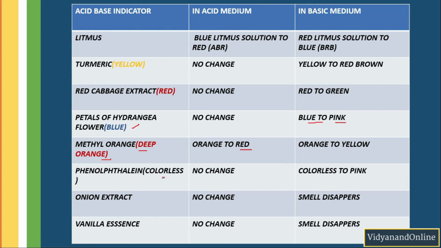Phenolphthalein is a colorless indicator which doesn't show any change in acidic medium, whereas in basic medium the color changes from colorless to pink. Onion extract is an olfactory indicator which shows no change in smell in acidic medium, whereas its pungent smell disappears in basic medium. The same is true of vanilla essence: no change in acidic medium, whereas the smell disappears in basic medium. If you can see here, for most indicators we have no change in acidic medium. Only for litmus and methyl orange is there a change in acidic medium.